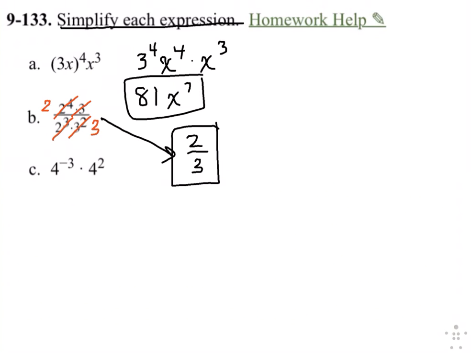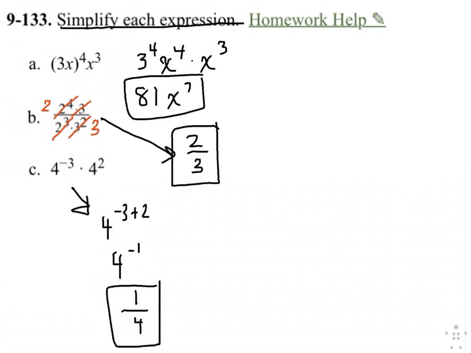And for C, we have 4 to the negative 3rd times 4 squared. And when we have that, we add the exponents, right? So it's negative 3 plus 2. So that becomes 4 to the negative 1, which is not simplified. So we have to write this as 1 over 4 to the 1st, and we don't write the 1st power.